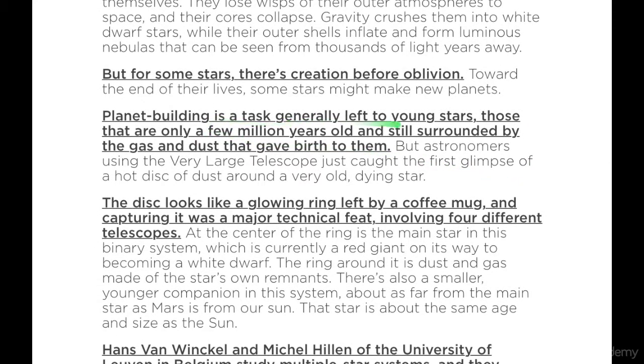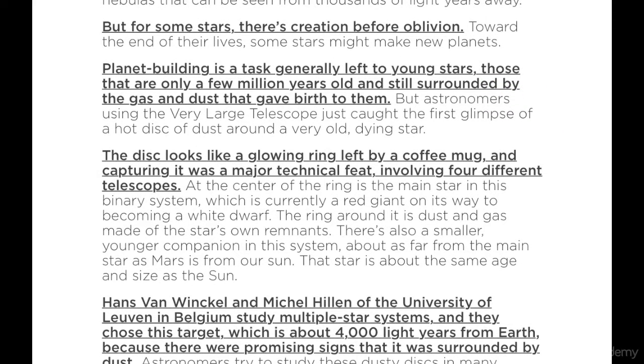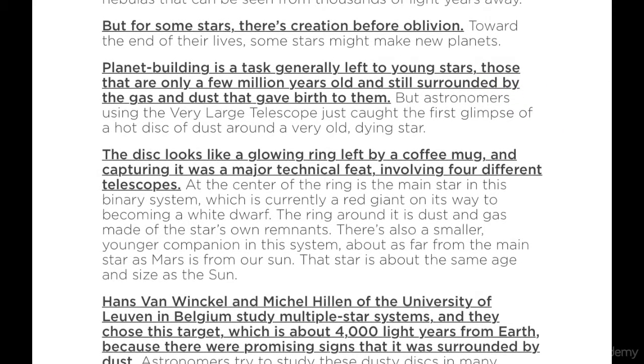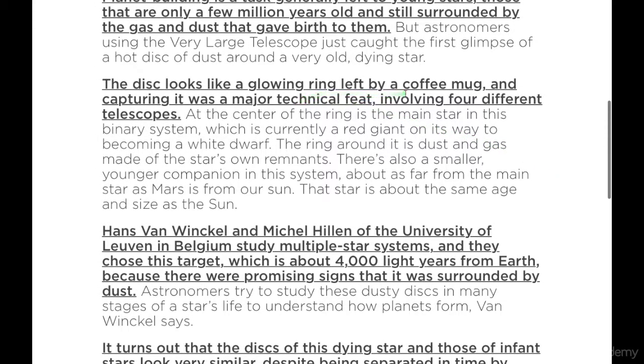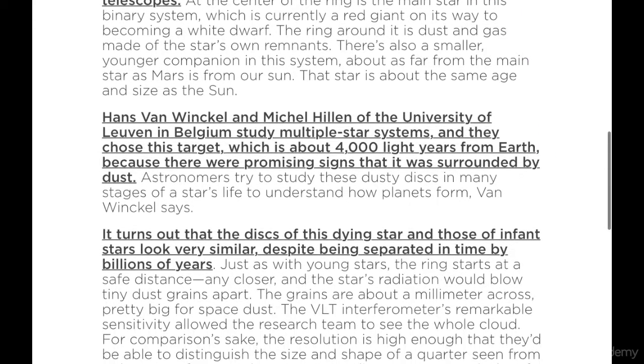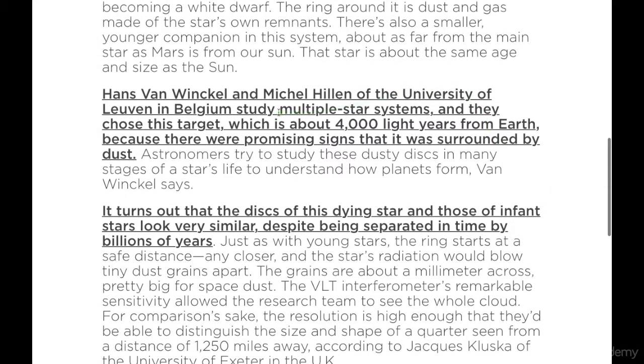Planet building is a task generally left to young stars, those that are only a few million years old and still surrounded by the gas and dust that gave birth to them. The disk looks like a glowing ring left by a coffee mug, and capturing it was a major technical feat involving 4 different telescopes. So here you can see some names and some dates.